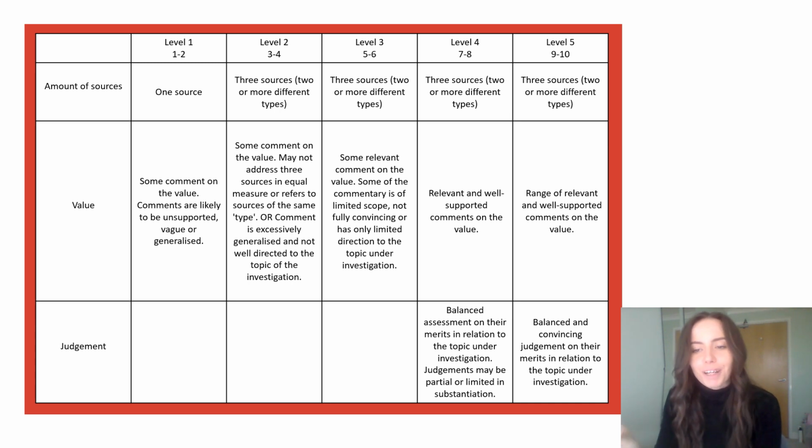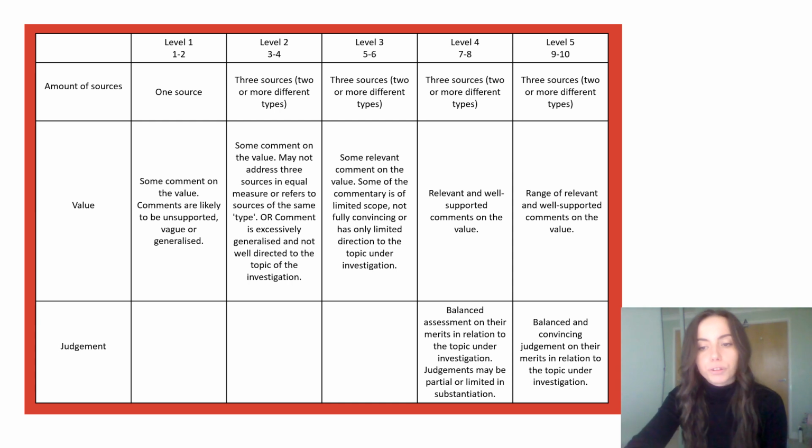In terms of the second row then, we are looking at the value, how sophisticated are your comments on value, how well backed up are they by own knowledge about the topic and about the primary source itself. And again, that works on a scale, but I will be talking about value a lot more in this video. The final row is judgment, and you'll see it jumps straight to level 4. And by judgment, we mean your conclusion on how valuable the primary source is overall.